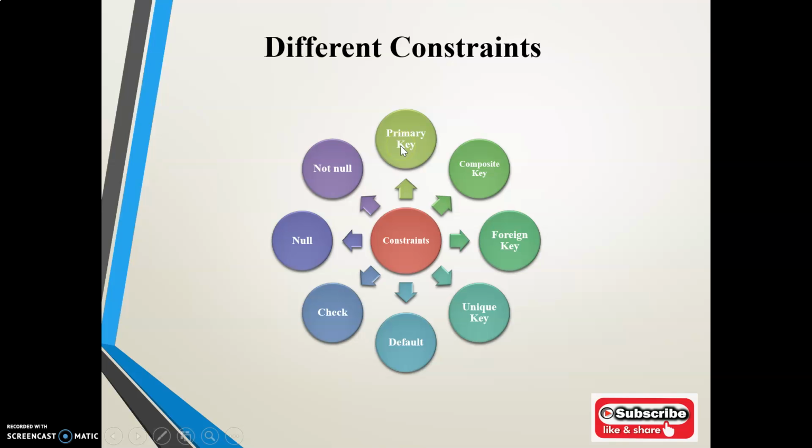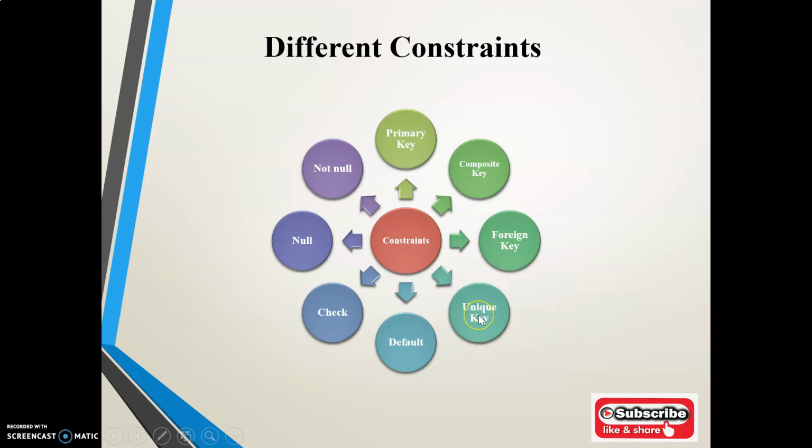So we have primary key constraint. We all know what is primary key. It identifies records uniquely. Composite key or composite primary key: if more than one attribute acts as a primary key, then we can call it a composite primary key. Then foreign key constraint. If we refer the primary key of one table in another table, then in the other table that key will act as a foreign key constraint.